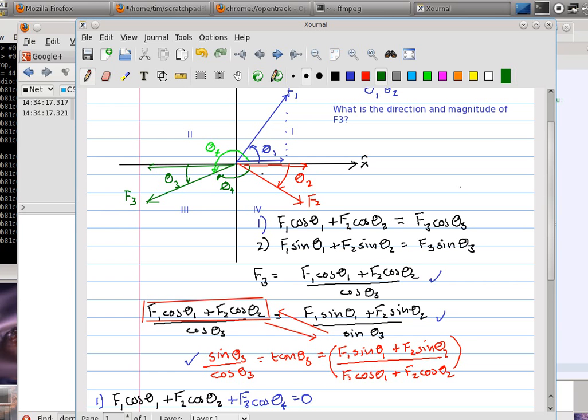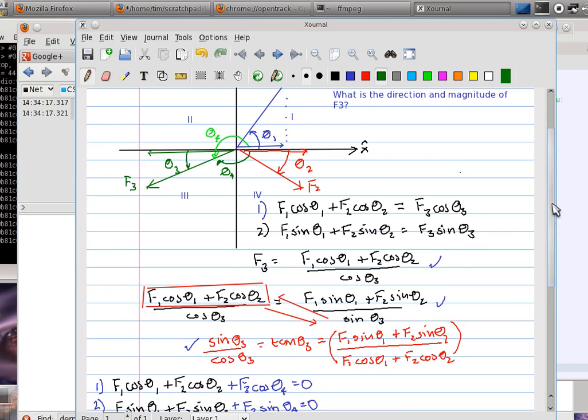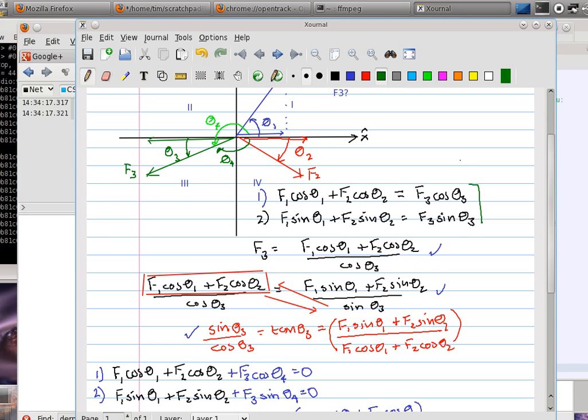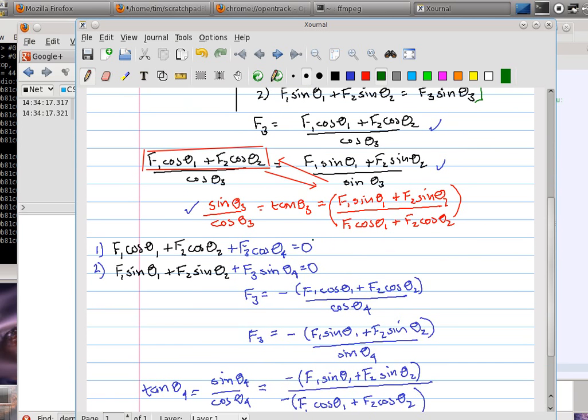Right, so anyhow, I hope that answers some of the questions about how you can set this up, why both this approach and this approach will work.